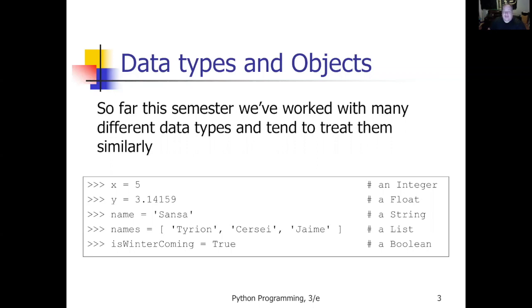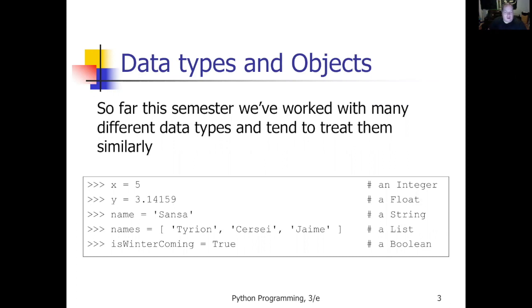So let's first talk about some basic data types. An integer, x equals 5, that's an integer data type. A float, y equals 3.14159. It's a float because it has a fractional value after the decimal place. If I assign a variable name equals Sansa, in quotes, either single or double, that's a string. If I say names equals, in square brackets, a series of strings, I'm creating a list. And if I say something like is winter coming equals true, I'm assigning the Boolean value true to the variable called is winter coming. So these are several different data types.